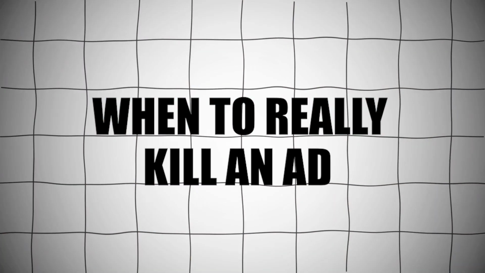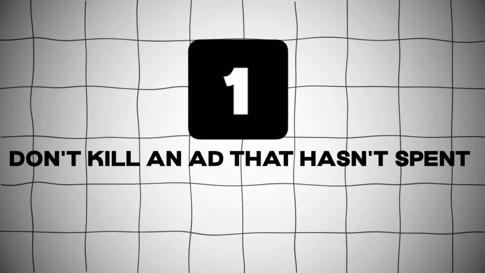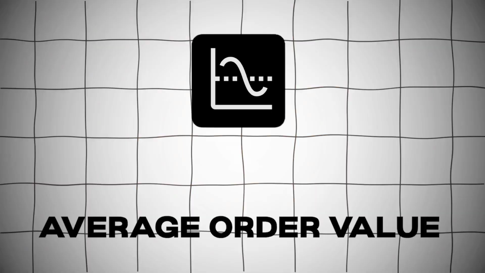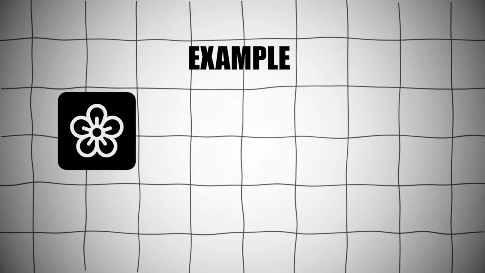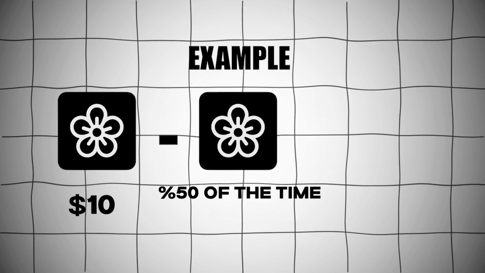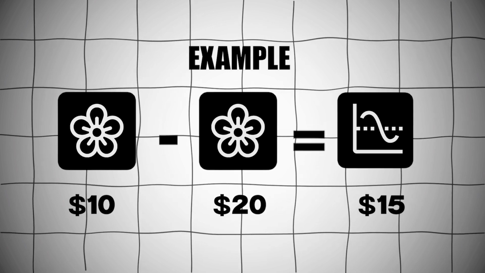Now that that's out of the way, we can look at when to really kill an ad. Here are my 4 kill rules. First, don't kill an ad that hasn't spent 1 to 2 times your AOV. What is your AOV? It's your average order value. If, for example, I have a small flower that's selling 50% of the time for like $10 and a big flower that's selling 50% of the time for $20, then my average order value is $15.